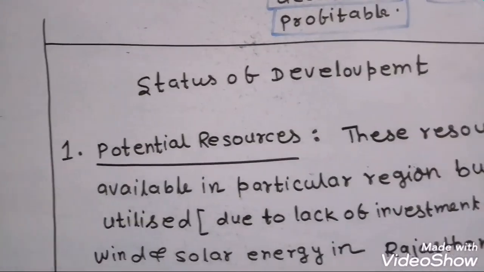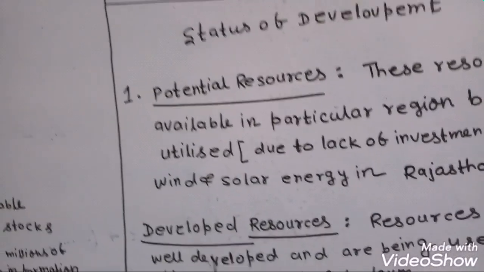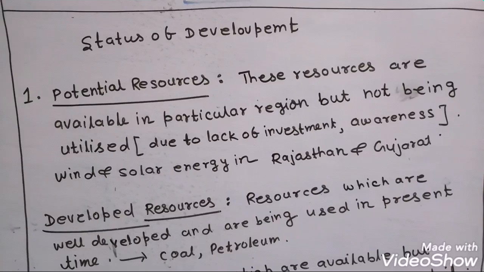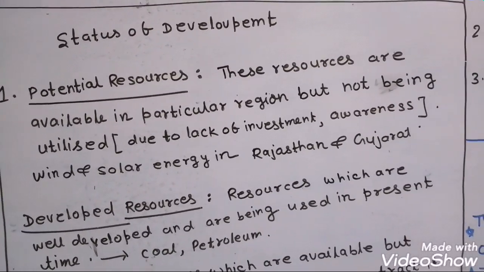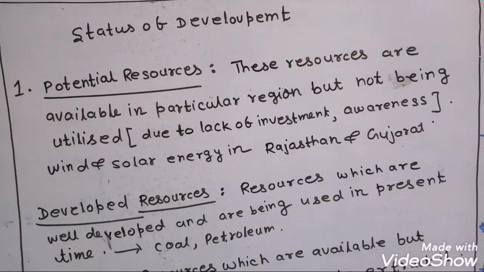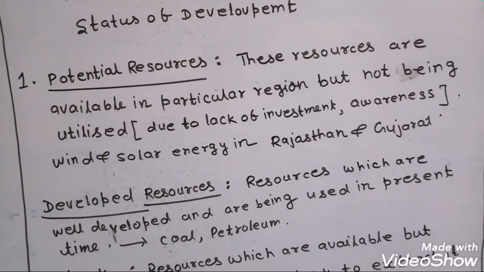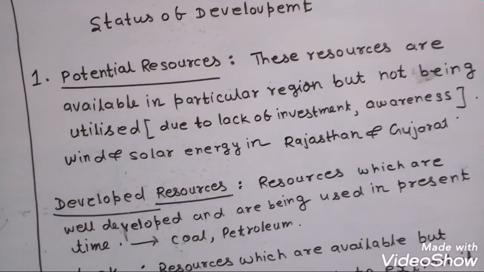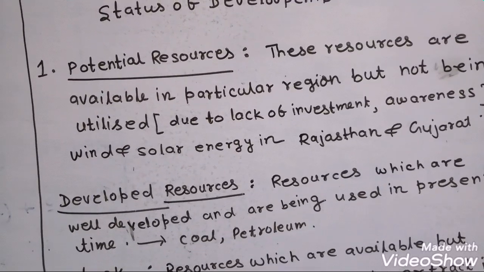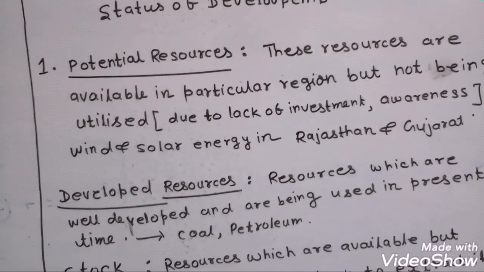Now we classify resources on the status of development. First, potential resources. These resources are available in a particular region but not being utilized. It may be due to lack of investment or awareness. For example, in Rajasthan and Gujarat, there is possibility of wind and solar energy, but they are not utilizing it.